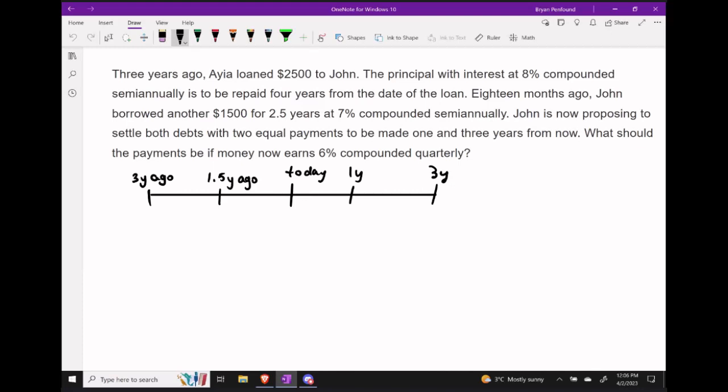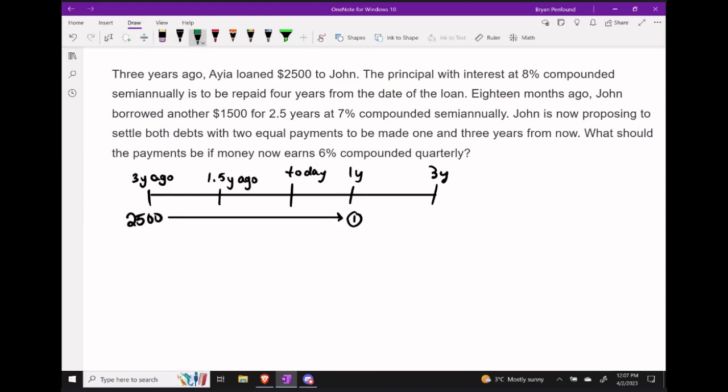Let's start with the initial loan that happened 3 years ago. The amount here was $2,500. And let's suppose that this loan is fixed. It's going to be repaid 4 years from the start date at 8% semi-annual. That means that the final payment should happen 1 year from today. I'm going to write this in as the first step that we have to deal with. We are going to have to calculate this future value, keeping in mind that 8% compounded interest rate.